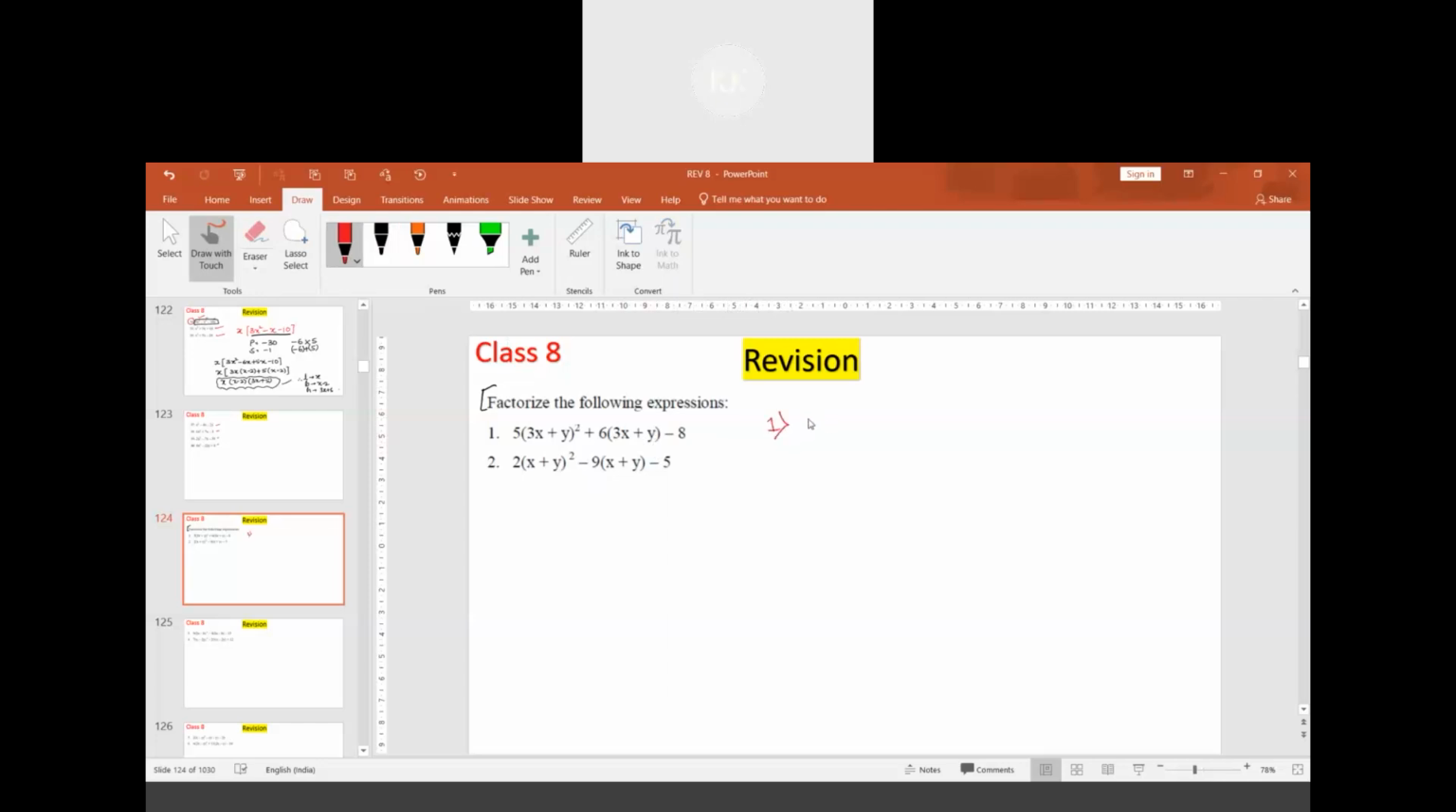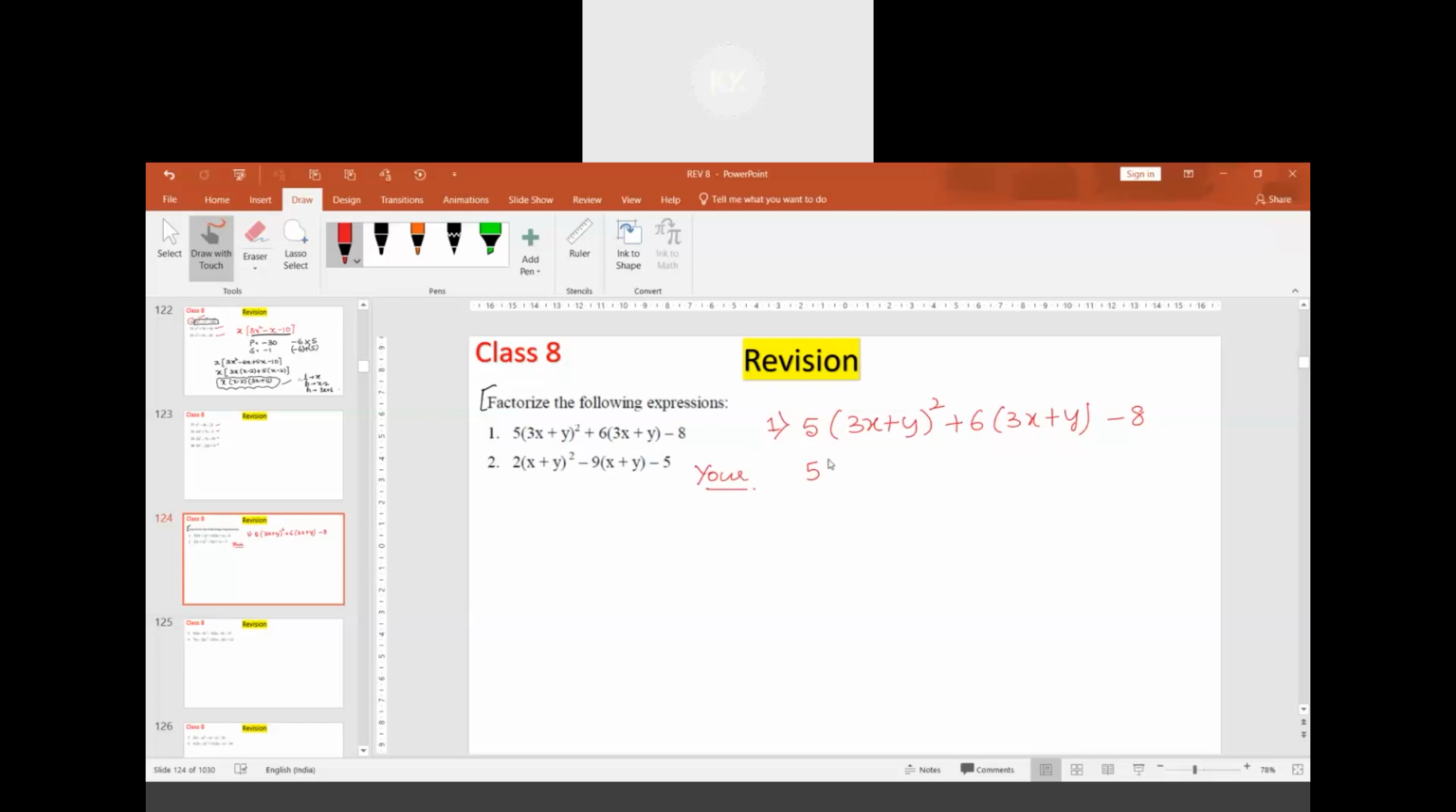Let me take the first question. 5 times of 3x plus y whole square plus 6 times of 3x plus y minus 8. What do you suggest? Should we simplify this? Multiply? Okay, this is your method.